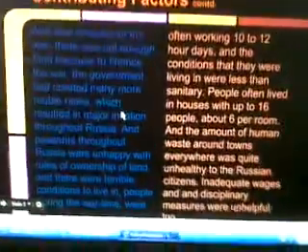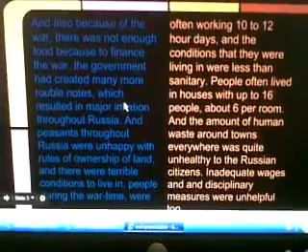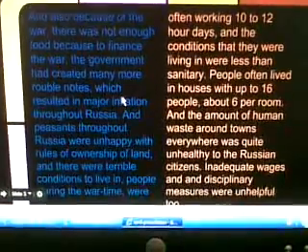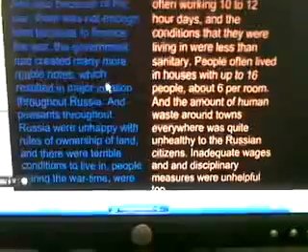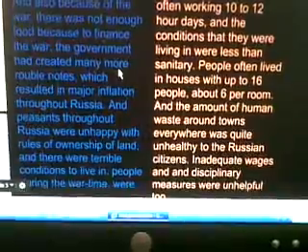Some more contributing factors. Because of the war, there was not enough food, because to finance the war, the government had created many more ruble notes, which resulted in major inflation throughout Russia. And peasants throughout Russia were unhappy with the rules of land ownership, and there were terrible conditions to live in.